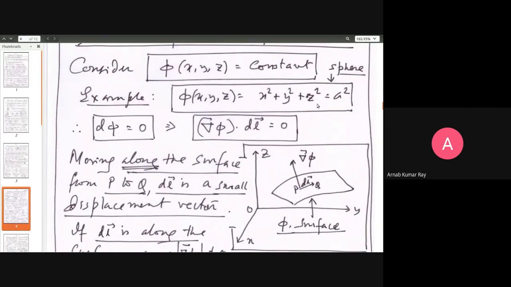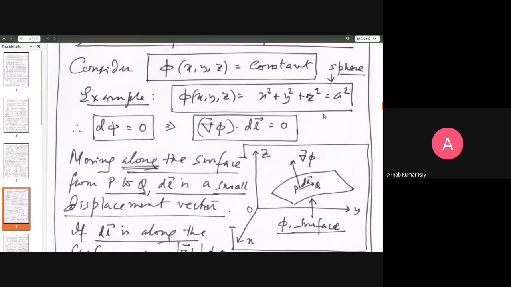For instance, let us consider this simple example. x squared plus y squared plus z squared is equal to 1. A squared is equal to 1, meaning A is equal to 1. That is a sphere of radius 1 unit. Suppose I give you x squared plus y squared plus z squared is equal to 4. A squared is equal to 4, that is, A is equal to 2. That is a sphere of radius 2 units. So A is equal to 1, you will be on a sphere of radius 1 unit. A is equal to 2, you are on a sphere of radius 2 units, like that.